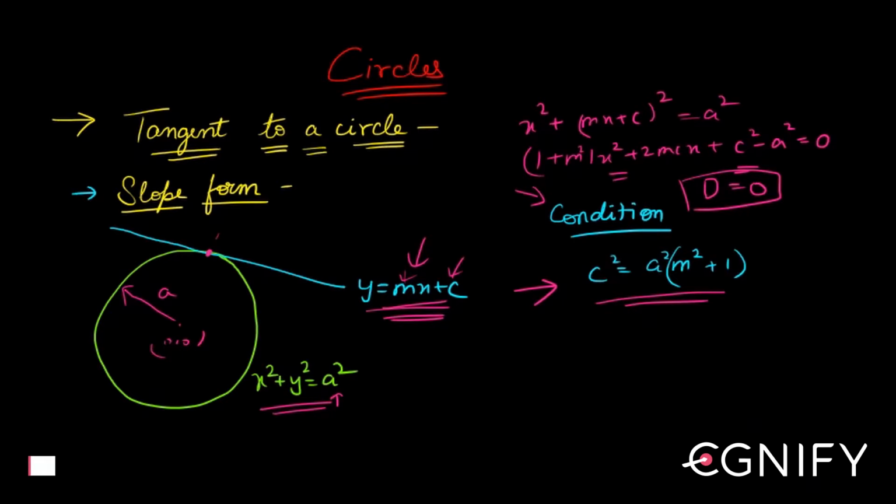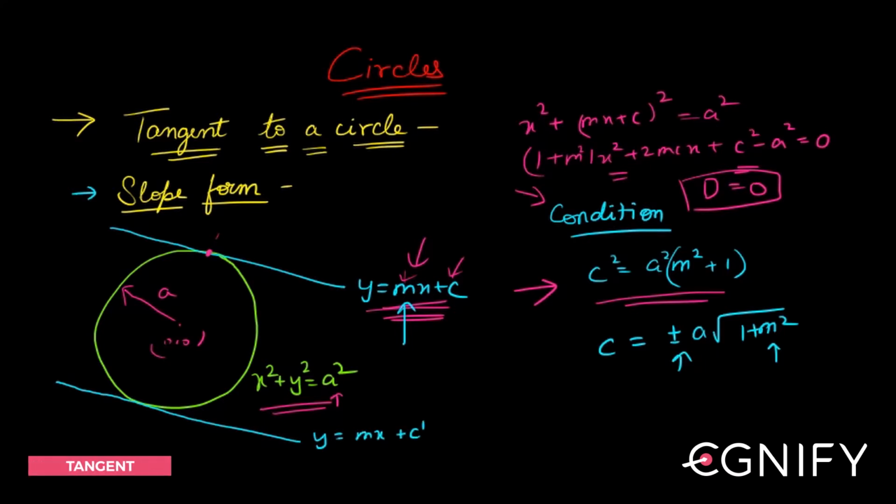And that means c is equal to plus or minus a into under root (1 + m square), because when you remove the square, you get a plus or minus. What does this plus or minus signify? It signifies that if you have a line with some slope m, parallel to this line there should be another tangent. So if I put m equal to something, I'll have two lines.